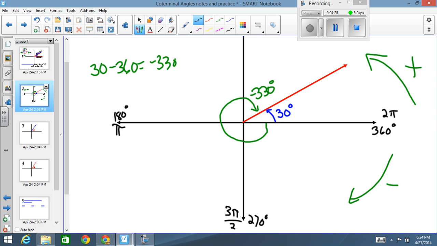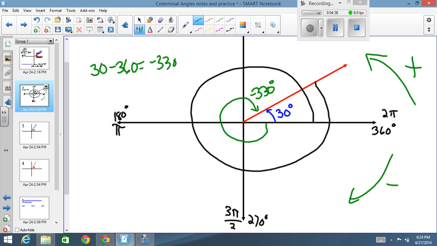Well, what if I start here and I go all the way around, so that's 360 degrees, and back to this same terminal side? Well, this would be a 390-degree angle. And I got that by doing 30 plus 360.